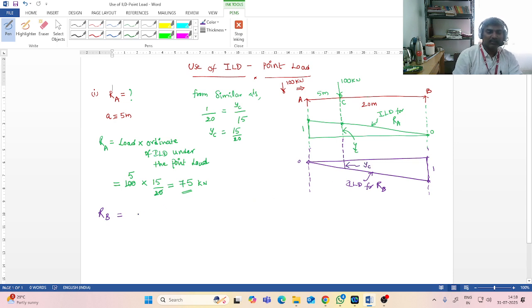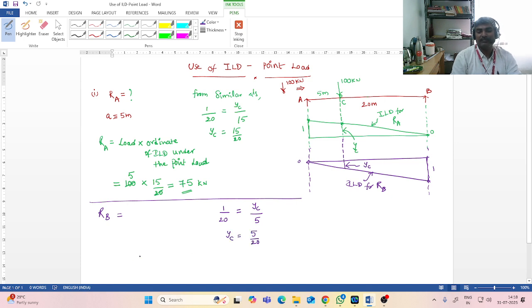So calculating YC for this case again, the same similar triangle concept. So 1 unit height divided by the base 20 is equal to, again the base is 5 meters, height is YC by 5. So the YC value works out to be 5 by 20.